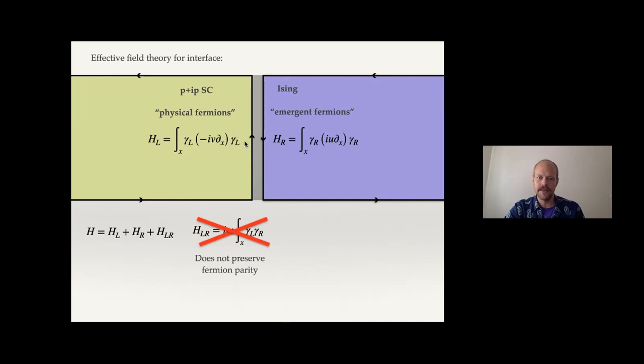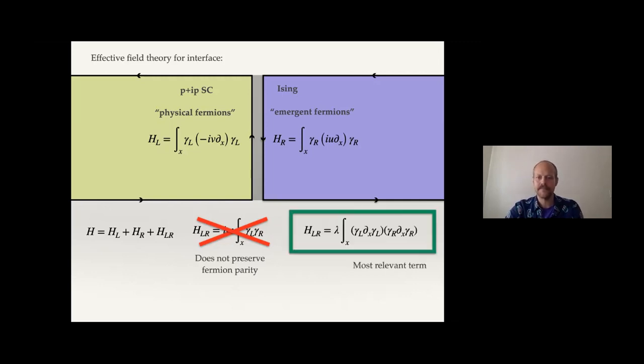So recall that the left movers here carry physical fermion parity, whereas the right movers carry no fermion parity. They are non-local excitations of spins. And therefore, the product of the two carries odd fermion parity, and you cannot simply add it to the Hamiltonian. So then you can ask, what is the next most relevant interaction that we can add to the system? And that turns out to be this term.